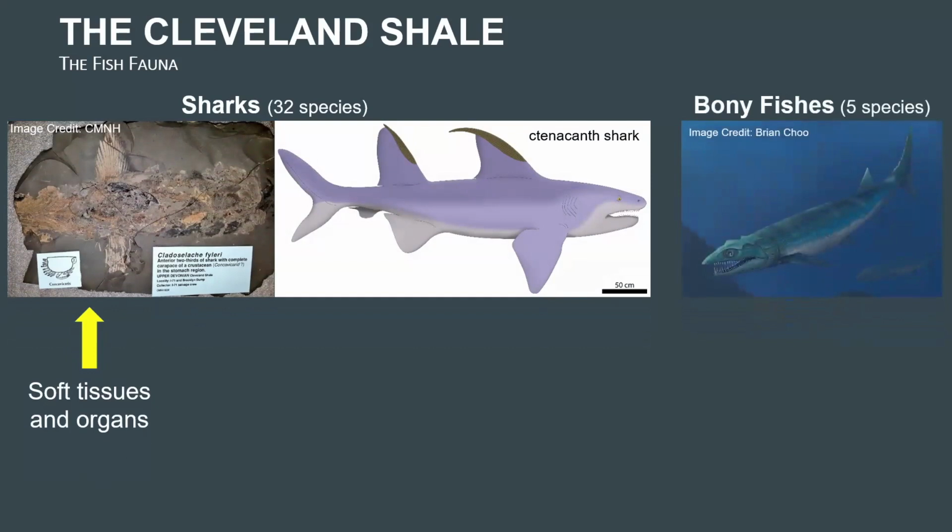There's also 5 species of bony fishes. There's very little to say about them. One of them is part of the base of the food chain in some ways, but the other ones barely show up. They're very rare components of the fauna.